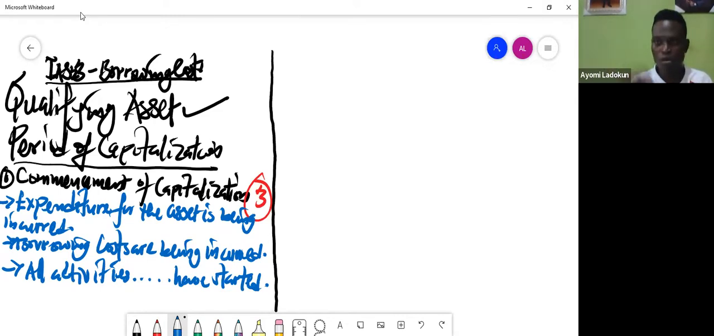If you meet 2 conditions, you cannot capitalize. If you meet 1 out of 3, you cannot capitalize. All the 3 conditions must be met before you can capitalize. So right from this class, you need to quickly learn it. When can I commence capitalization of borrowing costs? When expenditure for the asset is being incurred, borrowing costs are being incurred, and all activities necessary to get the asset ready for intended use or sale have started.